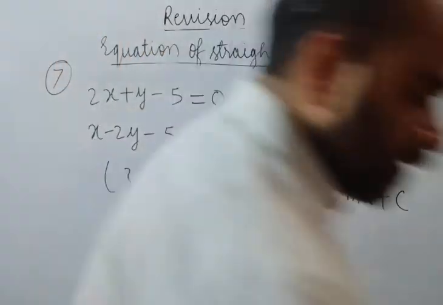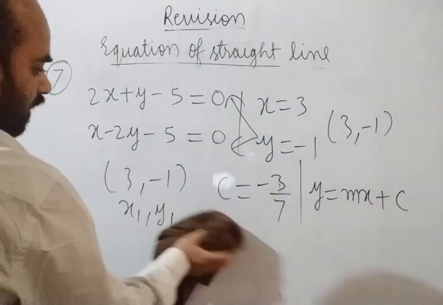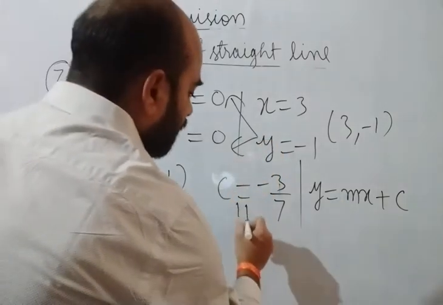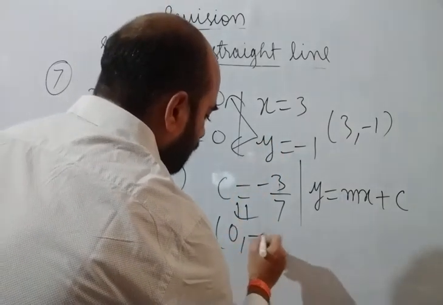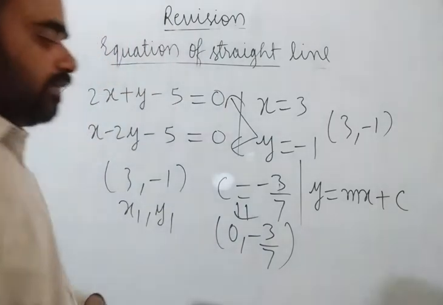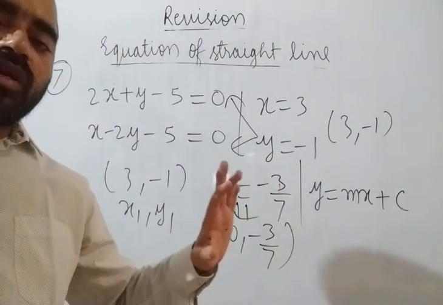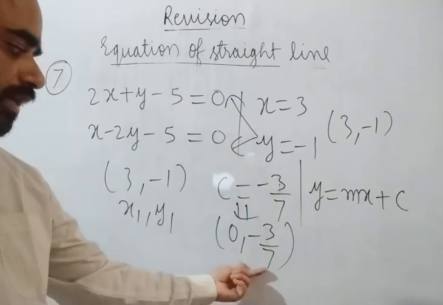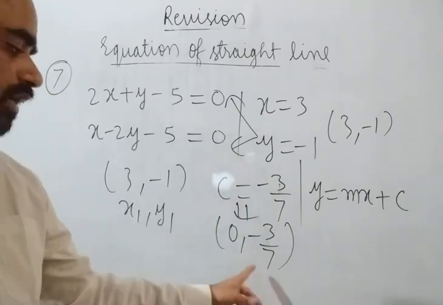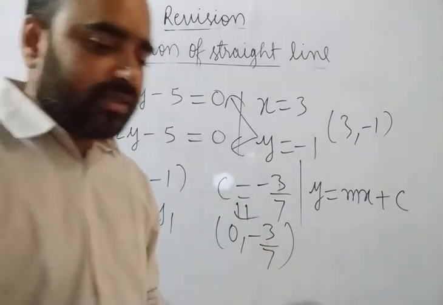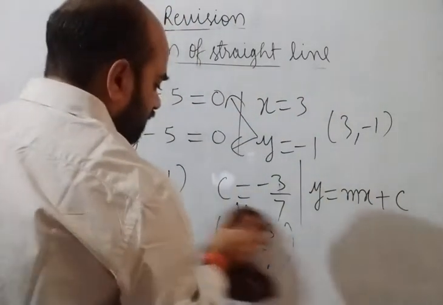Next method is, see, if the y-intercept is minus 3 by 7, the corresponding point will be (0, minus 3 by 7). If the y-intercept is minus 3 by 7, what is the corresponding point on the y-axis? (0, minus 3 by 7). So we can find the slope also. So two methods are there. So I am applying the first method.